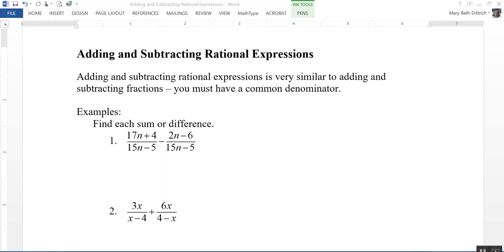This video is on adding and subtracting rational expressions. Adding and subtracting rational expressions is very similar to adding and subtracting fractions. You must have a common denominator. Let's take a look at a couple examples here.